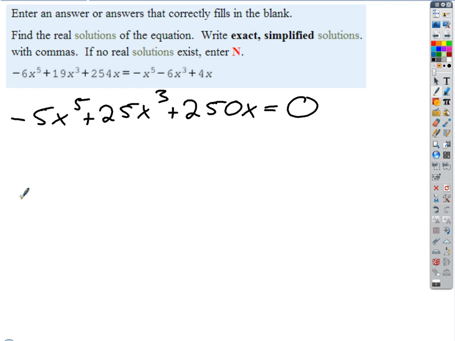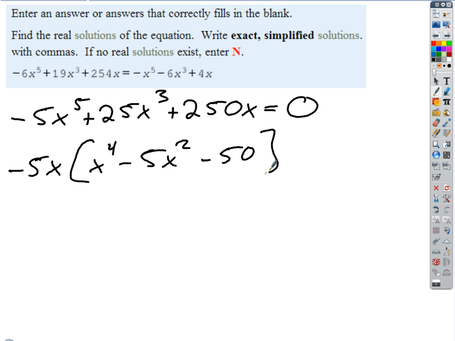Okay? Can I take out any x's? I can take out one x, can't I? So I could undistribute or factor out a negative 5x, leaving me with what? x to the fourth, and then this is going to be minus 5x to the second, and then minus 50. Right? Okay, look what we just did.